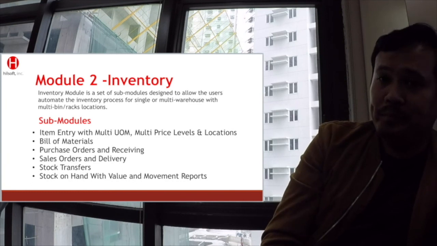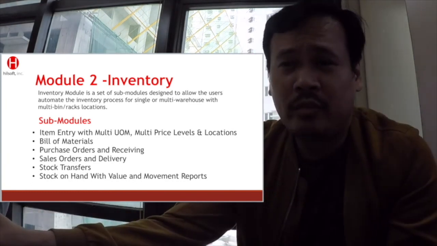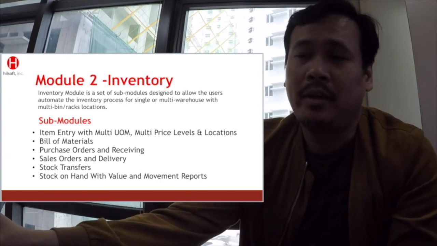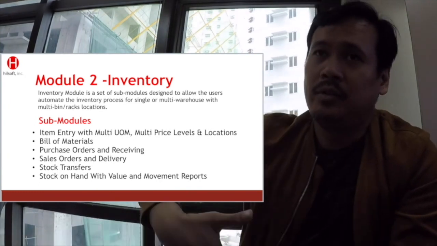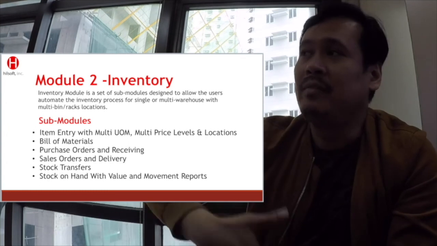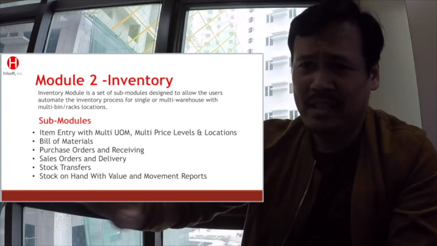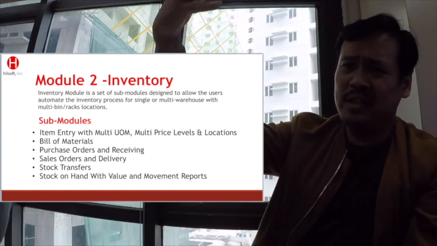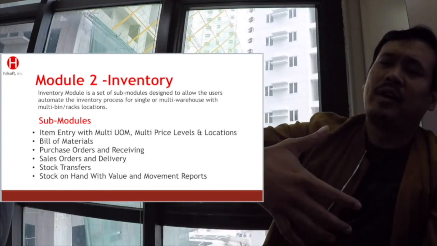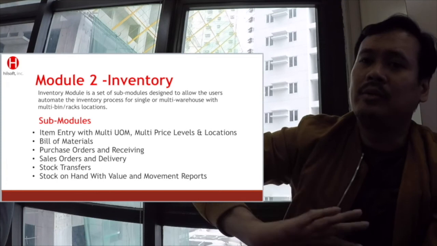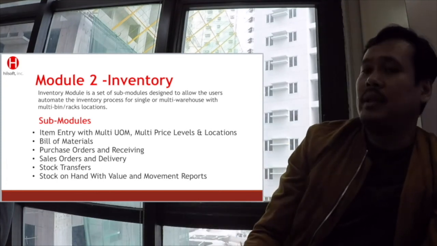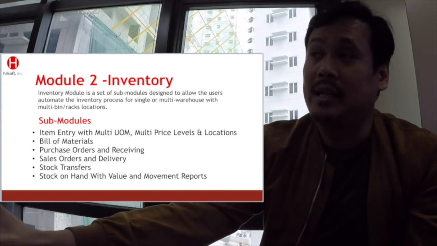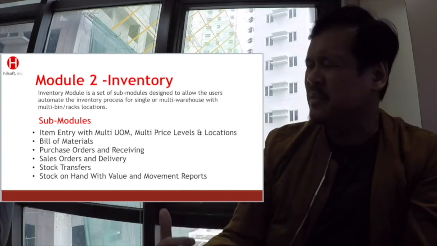Okay? So part of the sub-modules of our inventory is the PO and receiving. This is for incoming inventory. Yung palabas naman, ito yung sales order and delivery. So this is incoming from a third party and outgoing to a third party. But there is incoming and outgoing internally. Ito yung mga stock transfers.